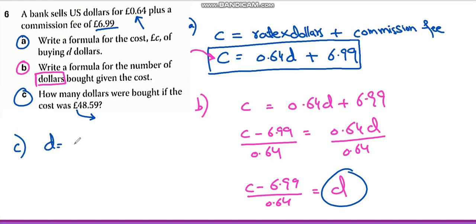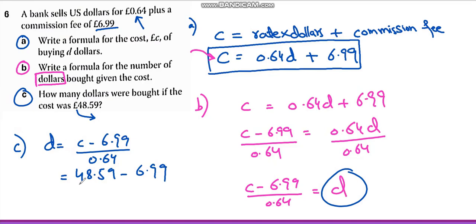The formula is D equals (C minus 6.99) over 0.64. We just need to substitute the value C, which is 48.59. So 48.59 take away 6.99 divided by 0.64. So if we further solve it, we get 65. It means $65 were bought with this given cost. Now let's proceed to the next question.